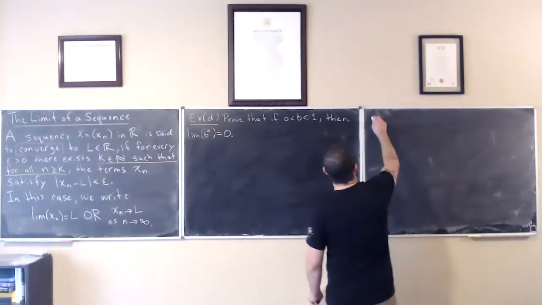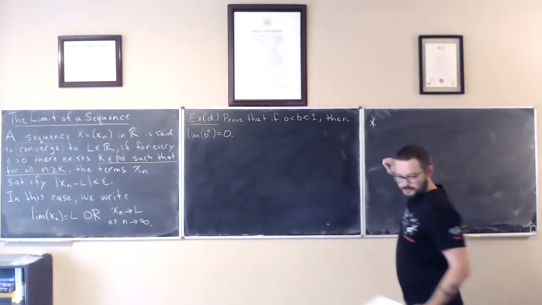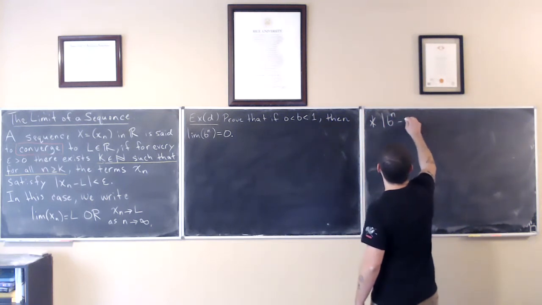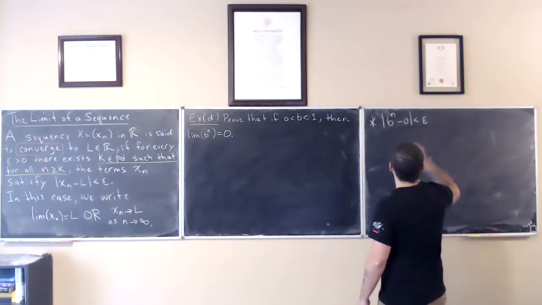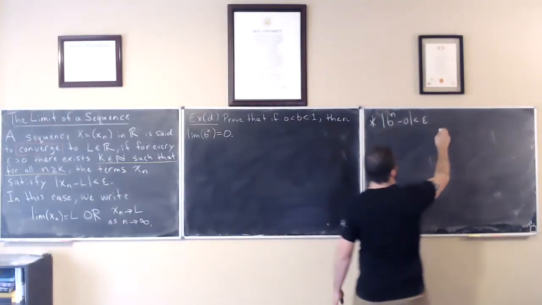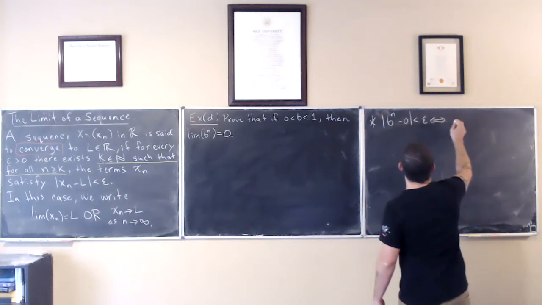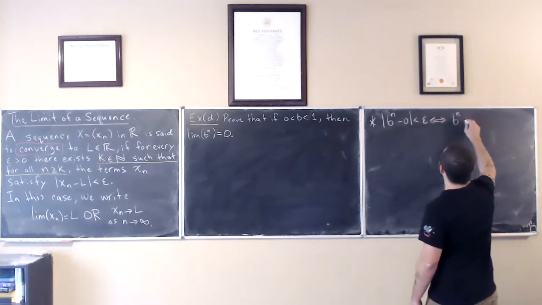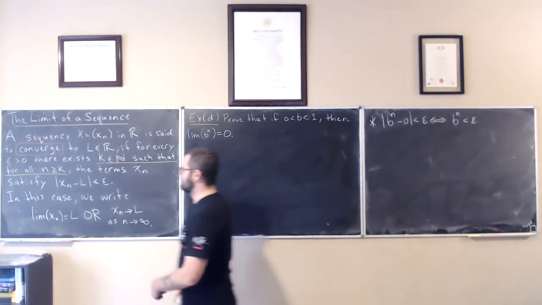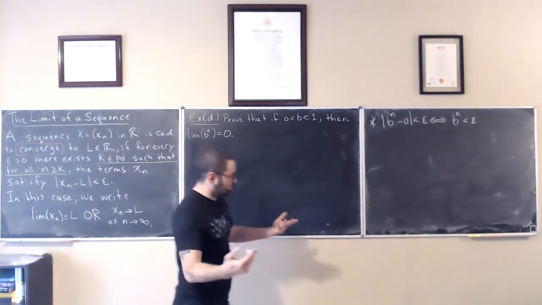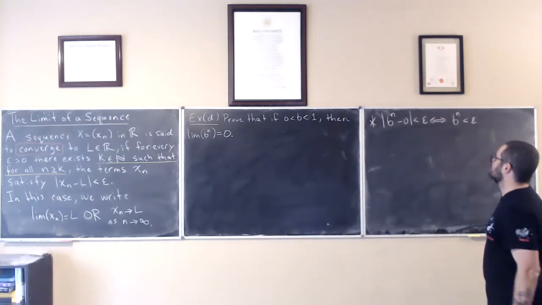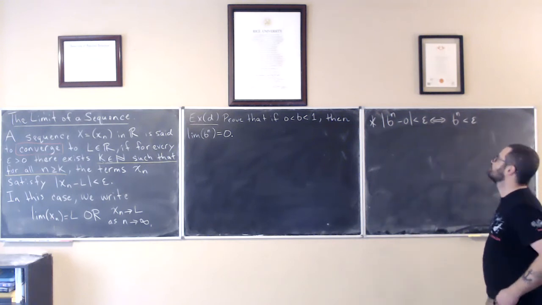So what do we want? We want b to the power n minus 0 to be less than epsilon. That's what we want. But this is like saying that b to the power n is less than epsilon, right? Yep. b is a positive number, you're raising it to a natural number. You're right. So now we just need to find out how to index this, how to find the index where this will be true.